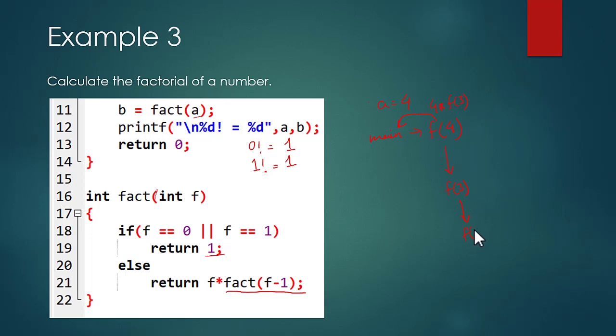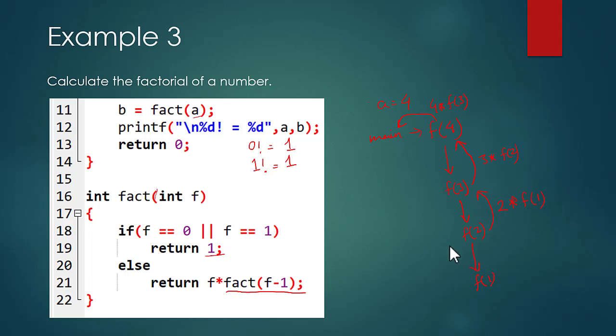Now this function will return its value to its calling function, that is the f(4) function, returning f into f(f minus 1), that is 3 into f(2). Then in the f(2) function, the f value will become 2, and as the if condition is false, it will call itself with the parameter 1, and this f(2) function will return to its calling function, that is the f(3) function, the value of f into f(1). So this statement.